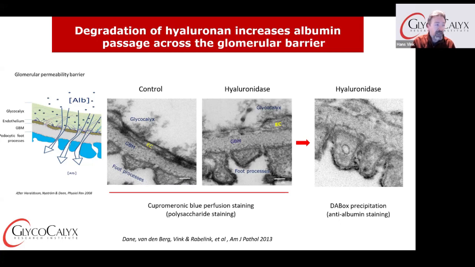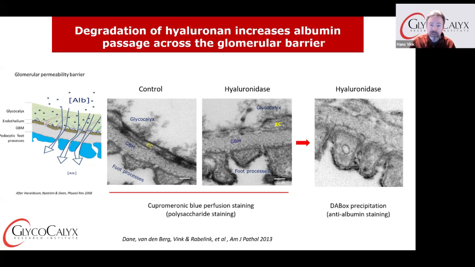Then if you take away the glycocalyx in the middle panel, with an enzyme called hyaluronidase, now you see these transparent openings. So now you have taken away the glycocalyx from these fenestrae. Now they are really open, and you can start leaking albumin. And then on the right-hand side, when you zoom in on the podocytes, after you disrupt the glycocalyx from the fenestrae in the endothelium, now you see these little black dots, which are individual albumin molecules that were stained.